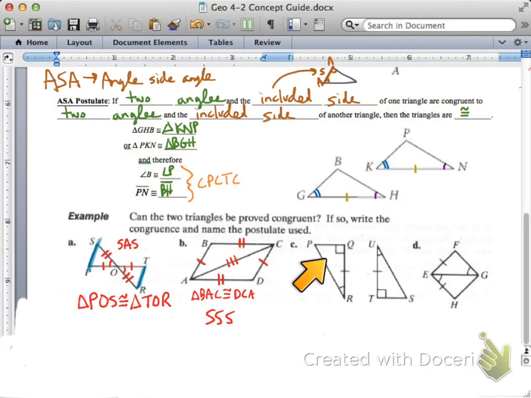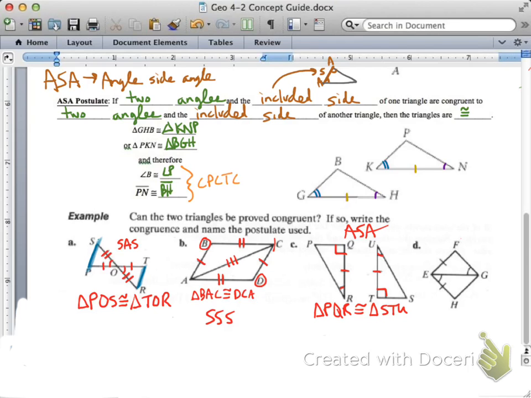Let's look at example C here now. Got a right angle, got a right angle. Got a side, we got a side, and we have an acute angle, acute angle. What's the reason that we're going to get angle, side, angle, and then be careful with how you write your correspondence. Make sure that each of those pieces match up.